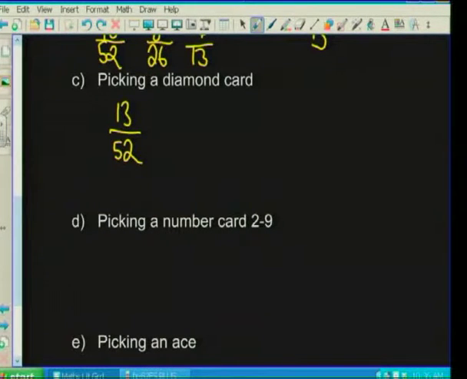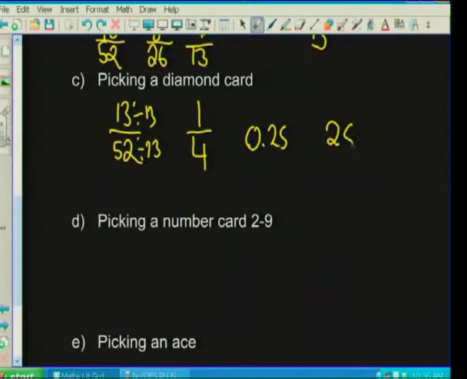Again, we want to reduce this fraction, and let's go and check, does the number 13 go into 52? The answer is yes, it does. It goes in 4 times. So I'm going to divide by 13 on both sides, and I'm going to get a fraction of a quarter. Expressing that fraction again as a decimal is 0.25, or as a percentage, 25%. So the chance of picking a diamond card would be 25%.